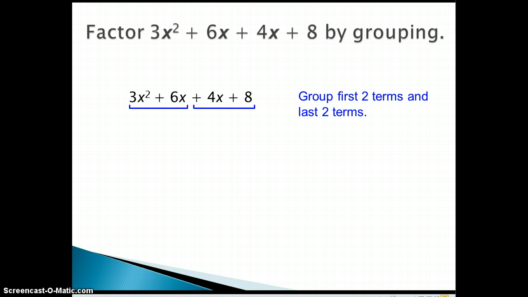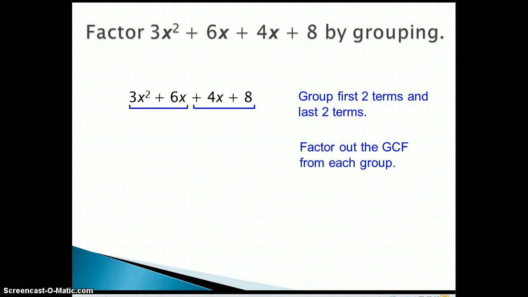You might notice that the textbook uses parentheses to do this grouping, but I prefer to use the brackets underneath, but that is up to you which grouping symbols you want to use. I think the parentheses can be a little bit confusing, so that's why I like to use the brackets, but then again it's up to you.